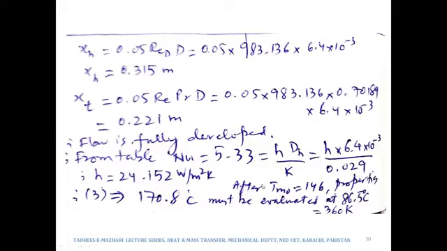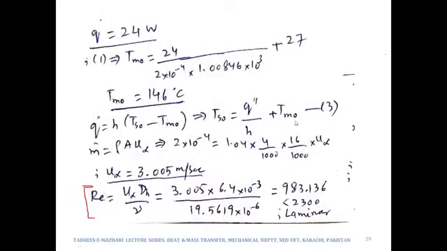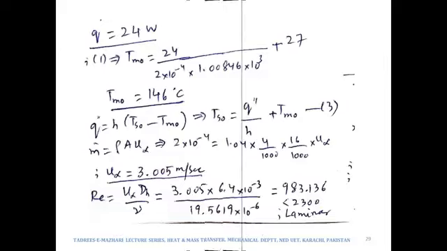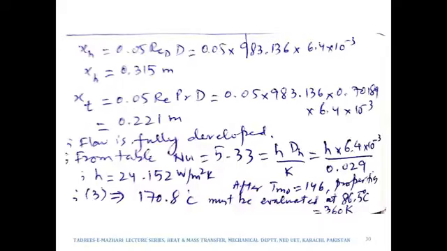Over here it says that after finding out Tm naught as 146, we need to correct the temperature, the mean temperature. The mean temperature would now be the average of 146 and 27, and the properties would be evaluated at that corrected mean temperature. So this is how we would be solving this problem.